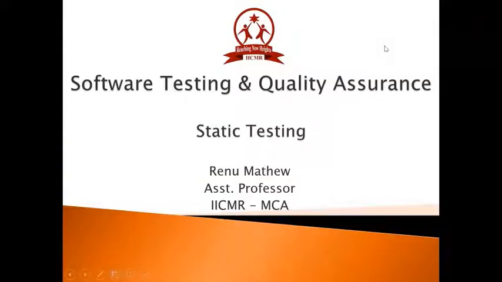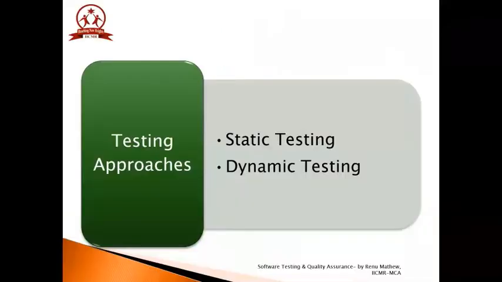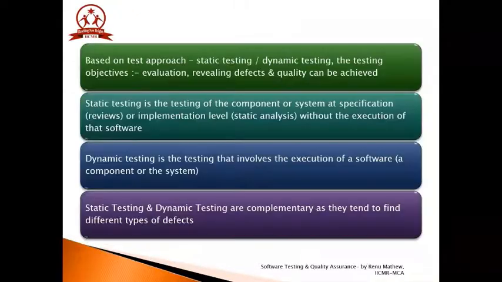Today let us discuss the concept static testing. There are two test approaches. It can be static testing approach or dynamic testing approach. Based on the test approach, whether static testing or dynamic testing, the testing objectives, that is evaluation of the software work products or revealing defects and quality, can be achieved.